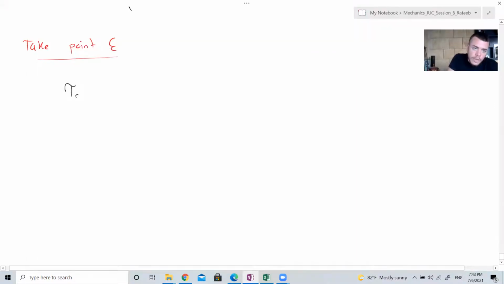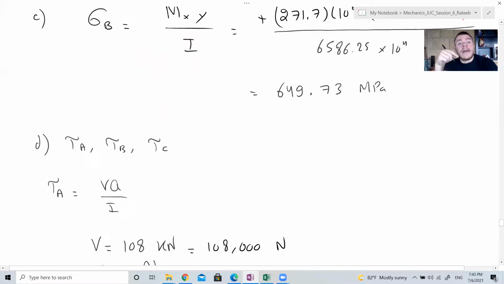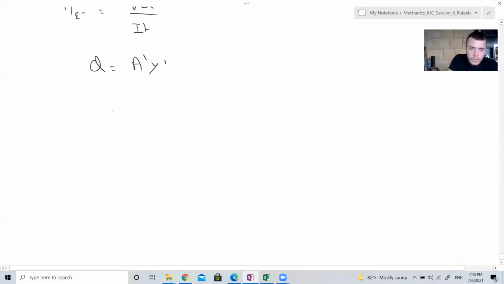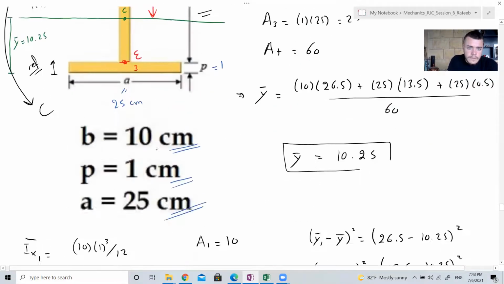Again, what is tau E minus? You need to take E plus and E minus. It's VQ over IT. What is Q? It's A prime Y prime. Here, do you work with the area above or below at point E? Below. So we take the area below. So area prime here is 25 by 1. This is the neutral axis. This is 1. This distance is 10.